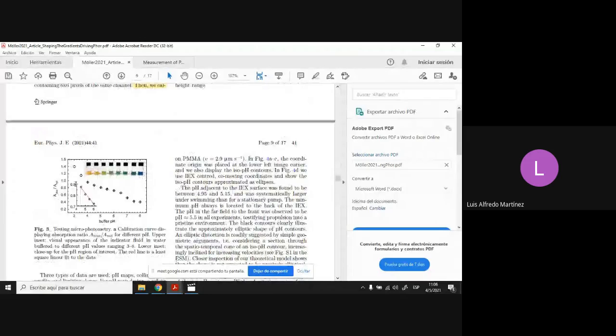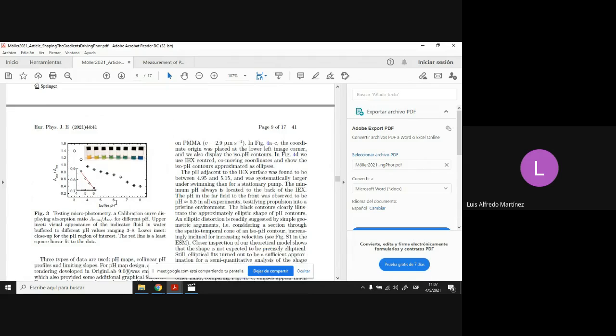In these figures, the micro-photometric testing is made, and the calibration curve displays the absorption ratio of the color for the different pH in this figure. And the range of interest for them is shown.